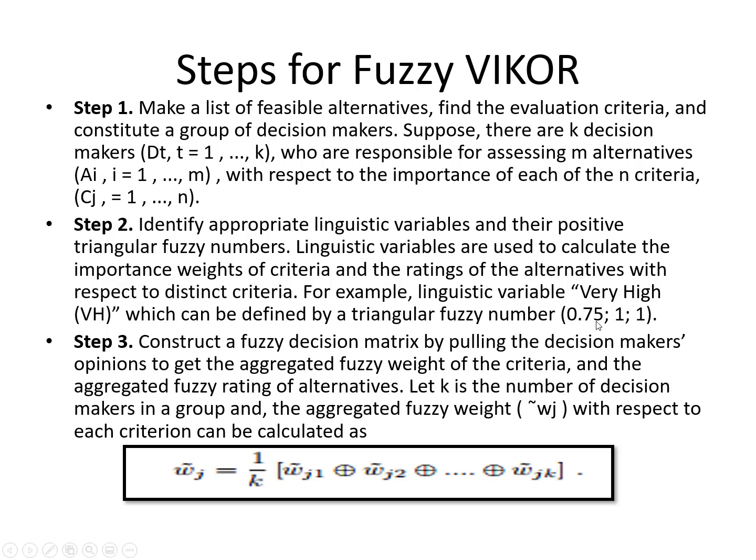A trapezoidal fuzzy number will be, let's suppose, 0.75, then 0.9, then 0.95, and the fourth one will be 1. So that will be a trapezoidal fuzzy number.